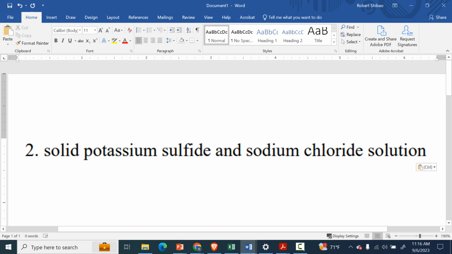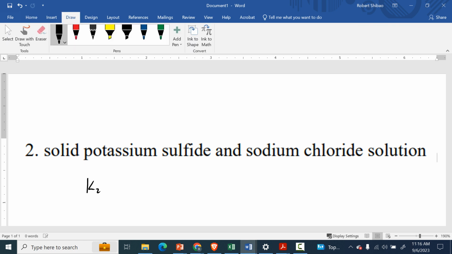So, solid potassium sulfide and sodium chloride solution are mixed. And so, what was the formula for potassium sulfide? You guys got K2S is correct. That's good. And it's solid, so we'll write solid here. And then it's aqueous sodium chloride or sodium chloride solution, which would be NaCl, sodium chloride.